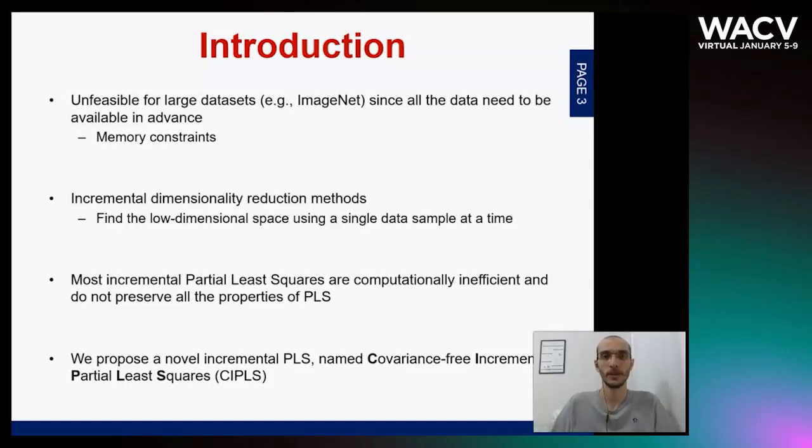Despite this, PLS is unfeasible for large datasets because it requires all data from the high-dimensional space to be in memory in advance. To handle this problem, many works have proposed incremental versions of PLS, where the idea is to find the low-dimensional space using a single data of the high-dimensional space at a time. Unfortunately, most incremental PLS methods are ineffective and do not preserve the fundamental properties of PLS. Motivated by this, we propose a novel incremental PLS named Covariance-free Incremental PLS, CIPLS.